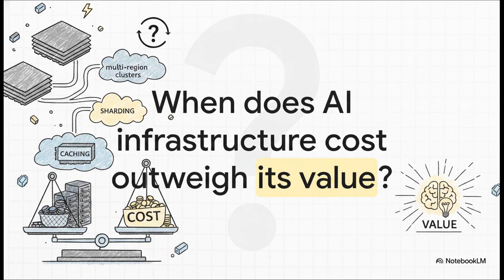As we push GPU physics to their absolute limits, constantly optimizing caching and sharding models across massive multi-region clusters, at what point does the sheer infrastructure cost of generating AI intelligence actually outweigh the value of the answer it provides? It's the ultimate question for the future of scaling AI.